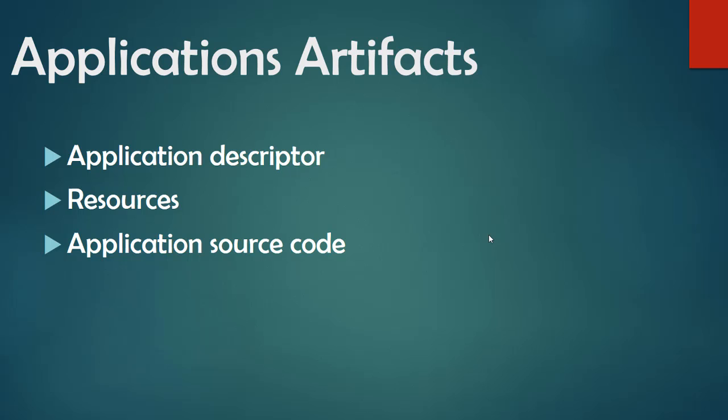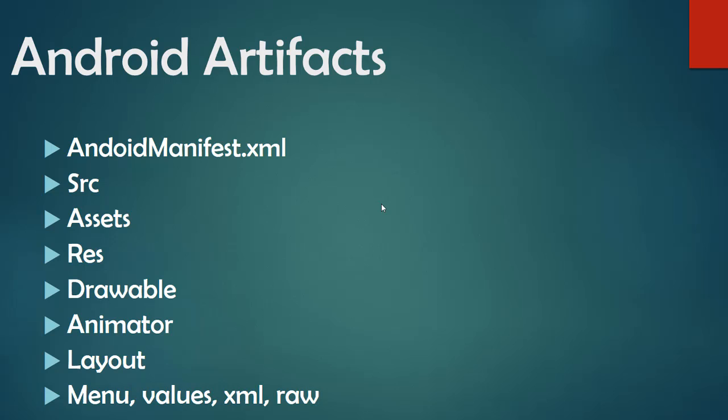You see, so if we move on, the Android artifacts. You see, we have the list of other artifacts such as AndroidManifest.xml. We have the source folder, assets, resources, drawable, animator, layout, menu, values, etc. If we speak about the Android manifest, the Android application descriptor file, this file defines the activity, content provider, services, intent, and receiver of the application. You can also use this file to declaratively define permissions required by the application, as well as grant specific permission to other applications.